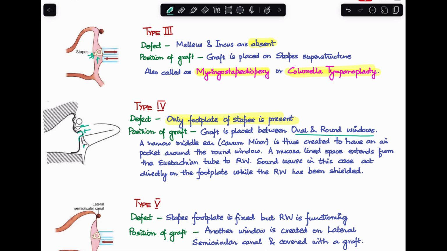So how do we create it? Once we place the graft in between the oval and round window, it creates a narrow middle ear, and this narrow middle ear is known as cavum minor. This part over here is an air-filled pocket around the round window, and this mucosa-lined space extends from the eustachian tube to the round window. Sound waves in this case act directly on the footplate while the round window has been shielded. Therefore, the shielding effect of the round window is protected.